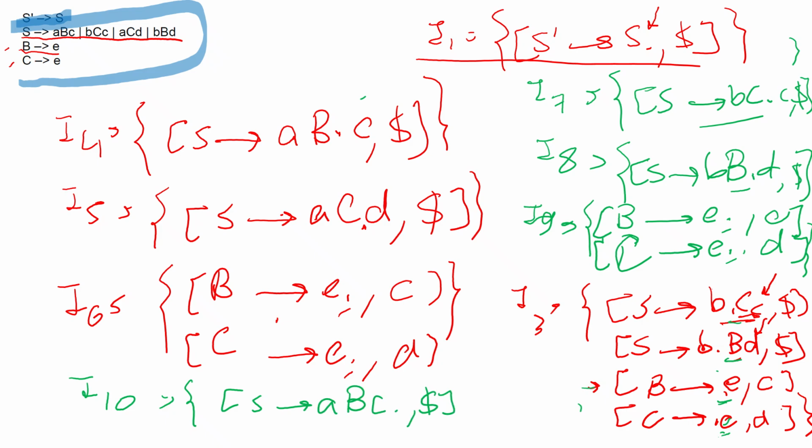As I'm telling you, when we copy, we keep what is after the comma as is, okay, and the calculation must be in the extension only. Then from I5 we can construct I11. So in I11 we're shifting the dot one step to the right. So this will become S → A C D dot, also dollar.